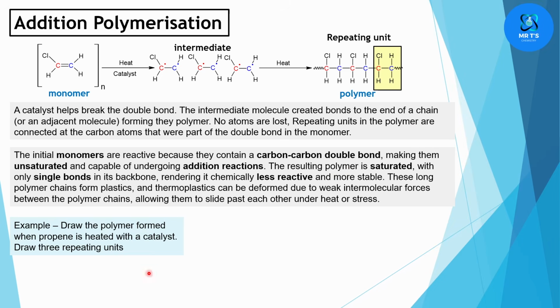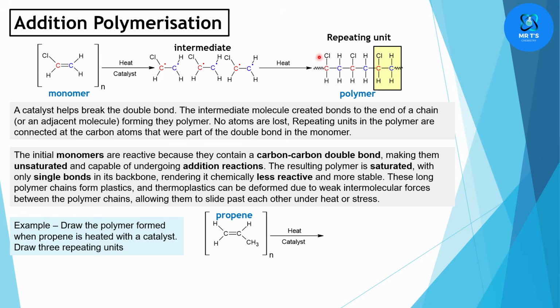So here's the type of question they might ask us about this. Draw the polymer formed when propene is heated with a catalyst. Draw 3 repeating units. So propene is this molecule here. I'm going to write down heat and catalyst, and they want us to draw 3 repeating units.